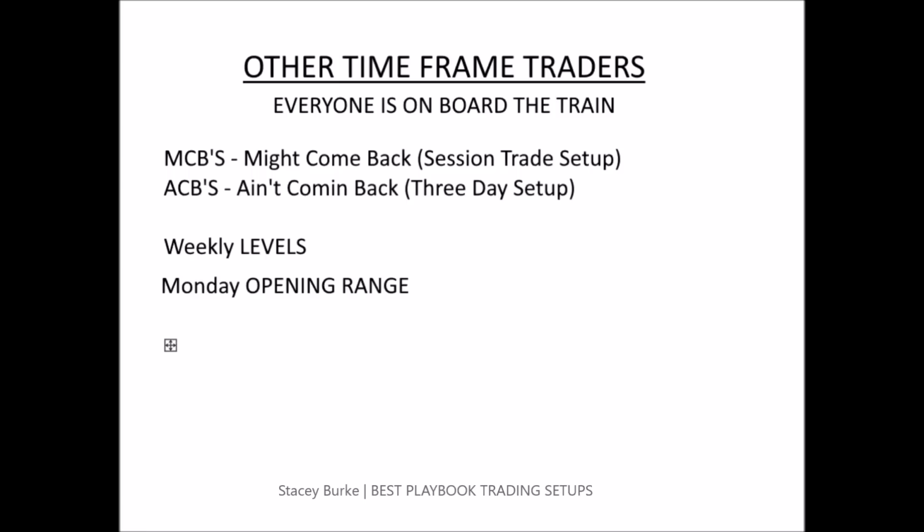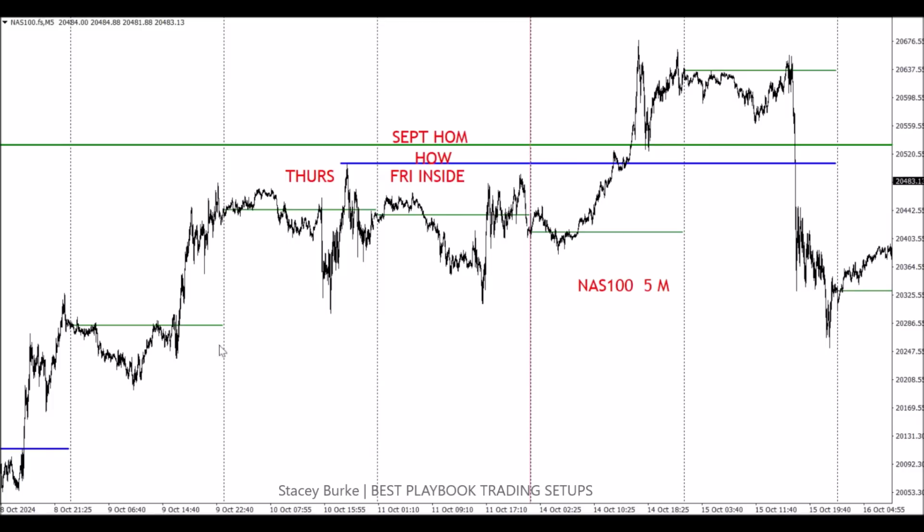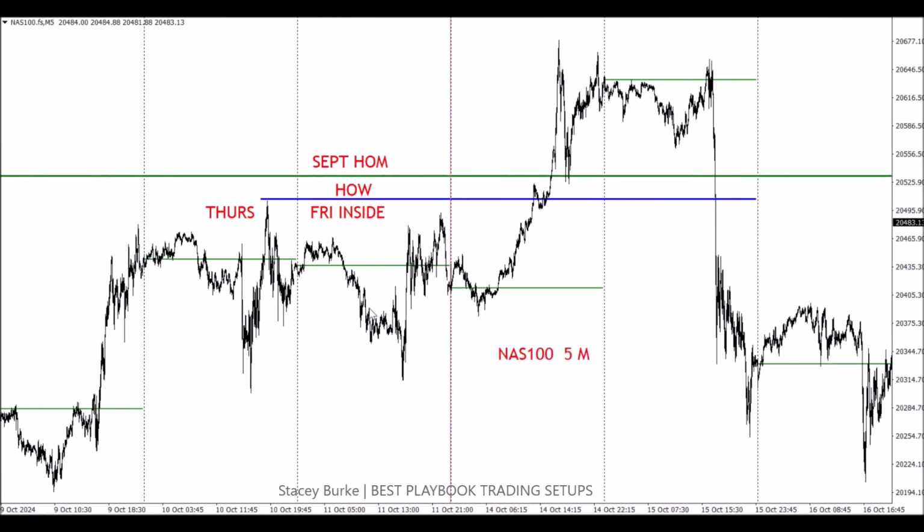Front side, we can look for nail and bail opportunities. Sometimes we'll get a larger ACB opportunity on the front side of the week. On Thursday on the NASDAQ, we have a day that's made a new high of week level on the backside of our week. Friday is an inside day.